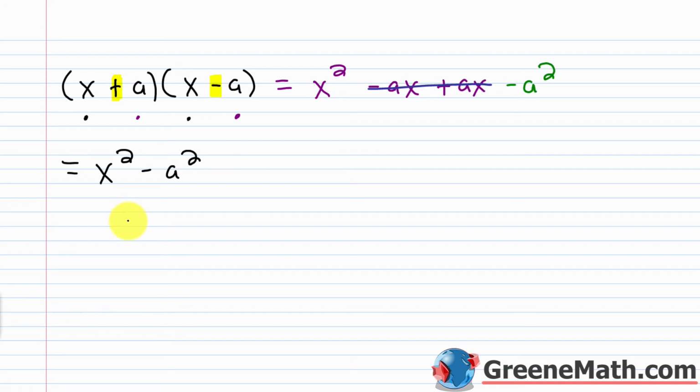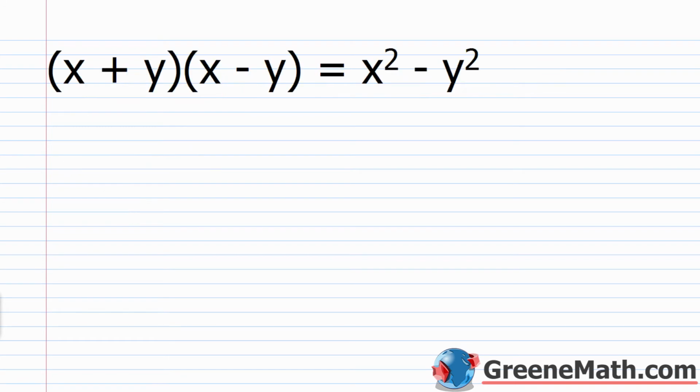And again, this is referred to as the difference of two squares, right? Because you have subtraction involved, that's where difference comes in, and then each term is squared, so the difference of two squares. So here's kind of the generic formula that you probably see in your textbook. Again, it's x plus y times x minus y.